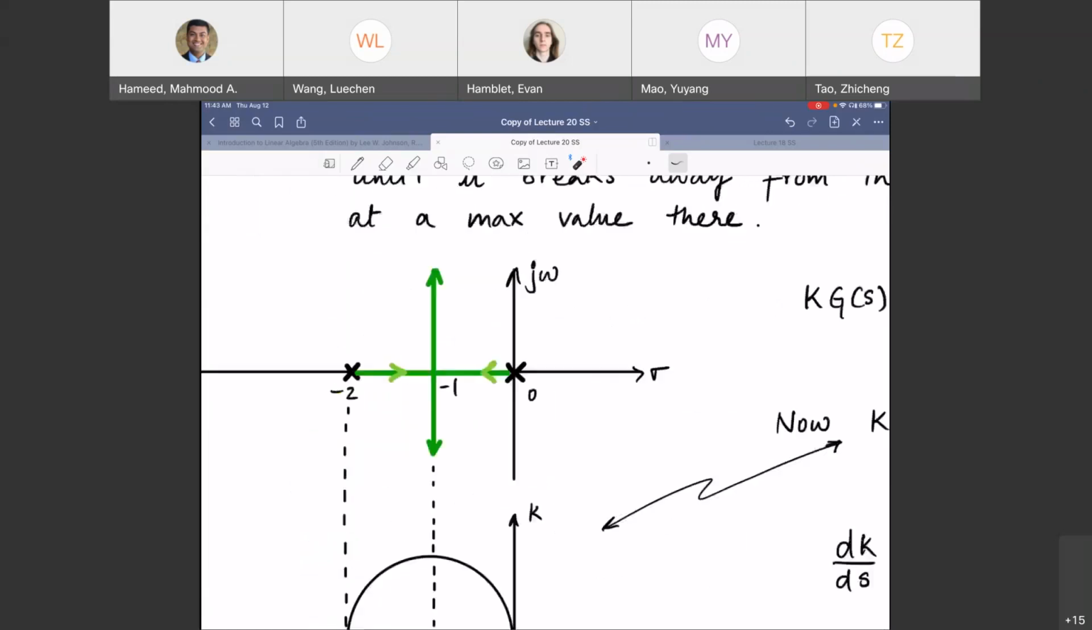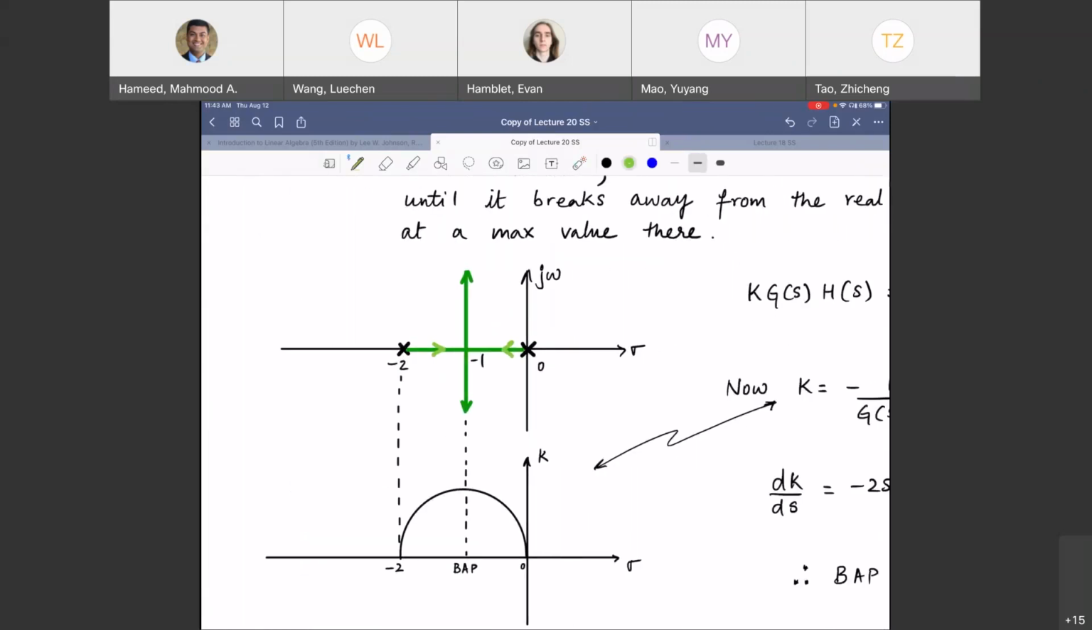Let me actually just, can I find out the k value at the breakaway point? So if I know that it breaks away here, breakaway point sigma equals -1, say. Can I find the k value at the breakaway point?